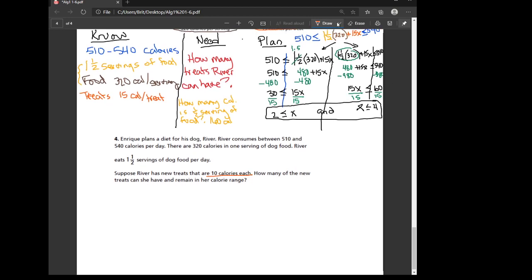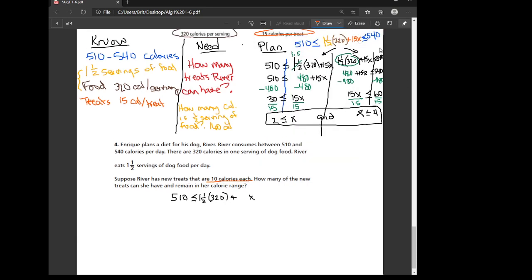So what that means is that my original inequality is all still going to be the same, with the exception of the number being multiplied times x. In the last problem, we were multiplying 15 times x because we had to multiply the amount of calories per treat times the number of treats. So instead of having a 15 up here, we're going to put a 10 because now it's only 10 calories.